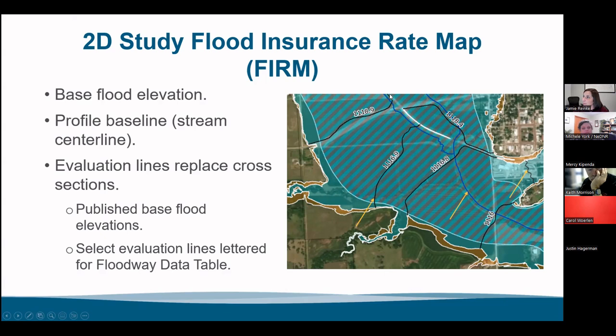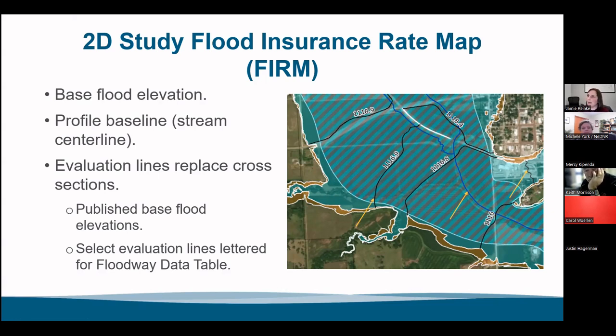But the main difference being that we no longer have cross sections. We have what FEMA is calling evaluation lines, and they won't be straight. They won't be perpendicular to the floodplain, to the streamline. They will follow roughly the path of where that elevation is in the results of the 2-dimensional model. You can see, because this has split flow, that where it splits off on the other side of the highway, you have a different elevation on one side of the highway versus the other. And so you'll have evaluation lines that replace the cross sections.